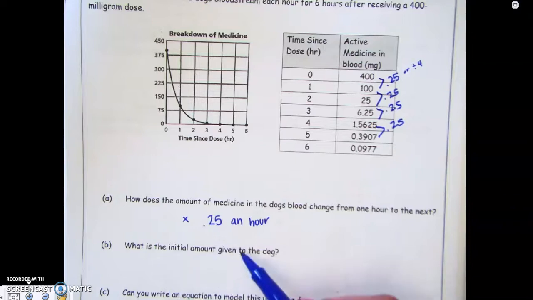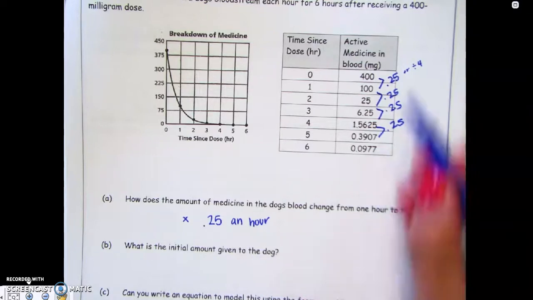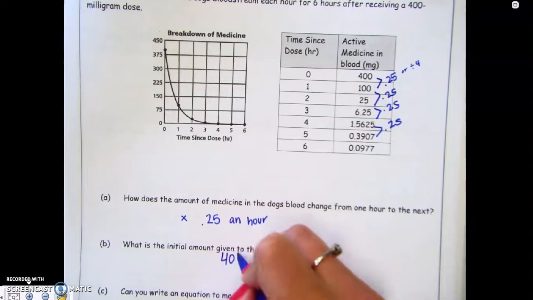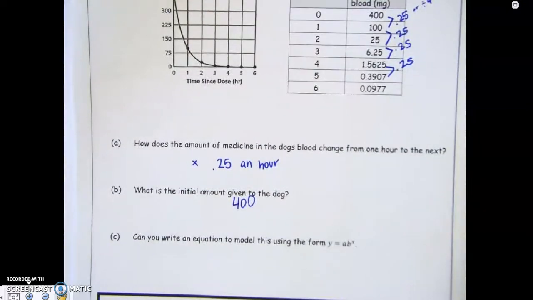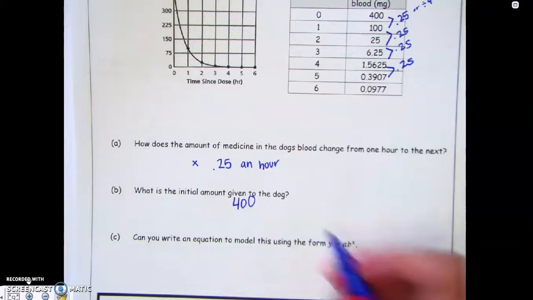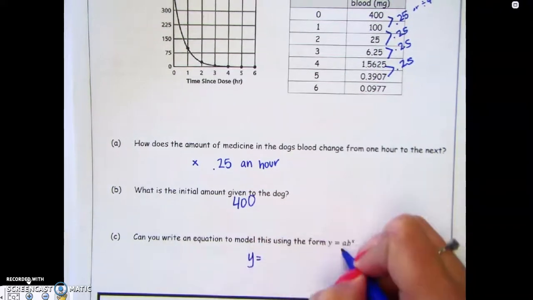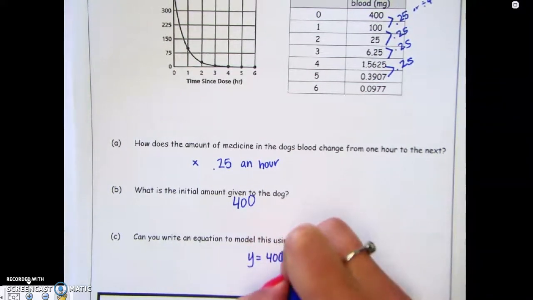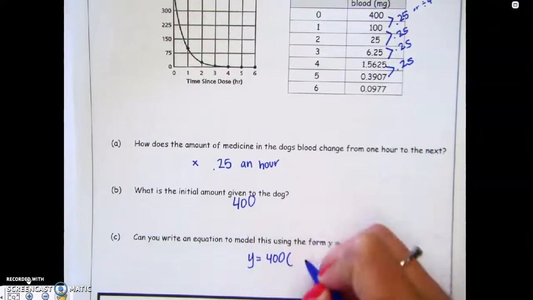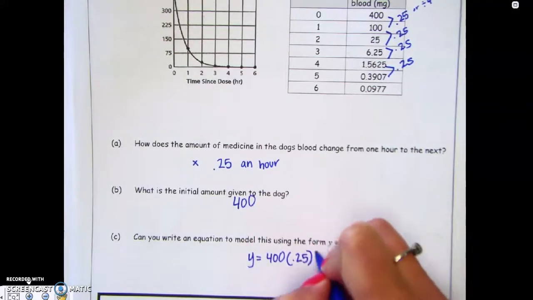What is the initial amount given to the dog? The initial amount given to the dog is 400. That was our y-intercept. So it says, can you write an equation to model this using it in the form of y equals a times b to the x? So we need our y-intercept and our rate, which we have in a and b. So my equation will be 400, which was my y-intercept, times, and then my rate is 0.25 to the x power.